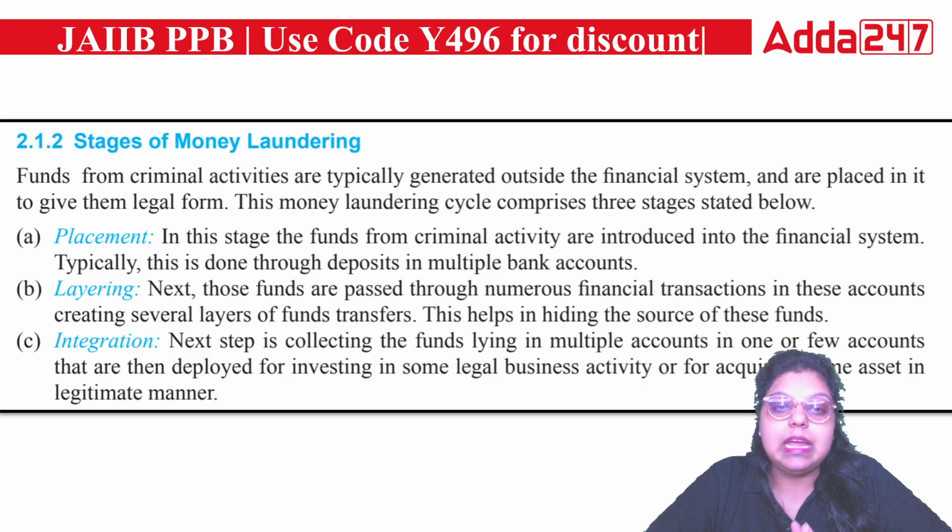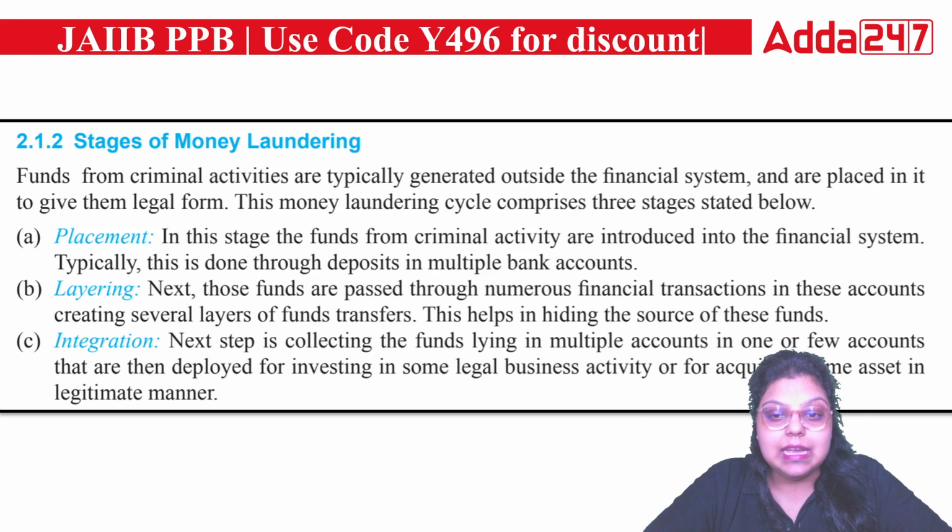Placement means when we enter our illegal money into the legal financial system by depositing that money in a bank account. Second is layering. In layering, we create a complex network of transactions so that the money cannot be easily found out by the banks or any other government authorities. That will be like I am transferring money from A to B, B to C, C to D, D to E, E to Z, Z to Y and Y to A. So this is a complex network of fund transfers I have created in a bank account.